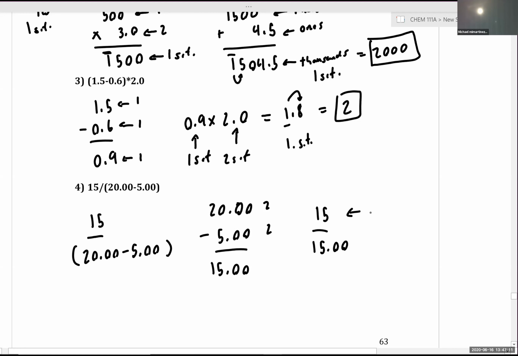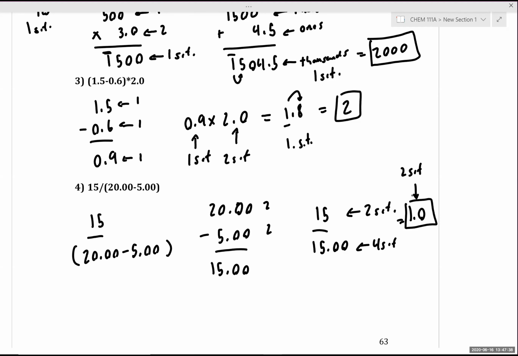15.00. 15 has 2 sig figs. 15.00 has 4 sig figs. So in the end, our output needs to have 2 sig figs, so we'd report it as 1.0. Any questions on these examples?